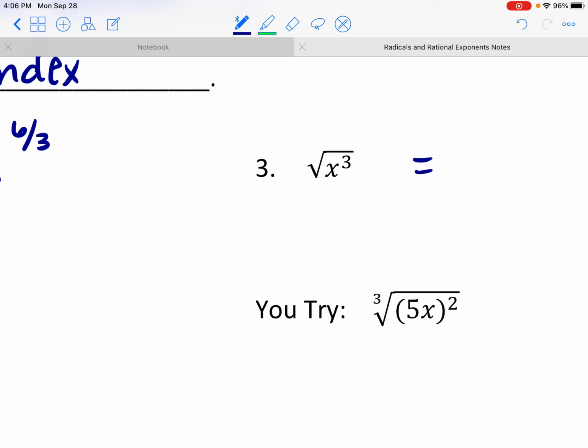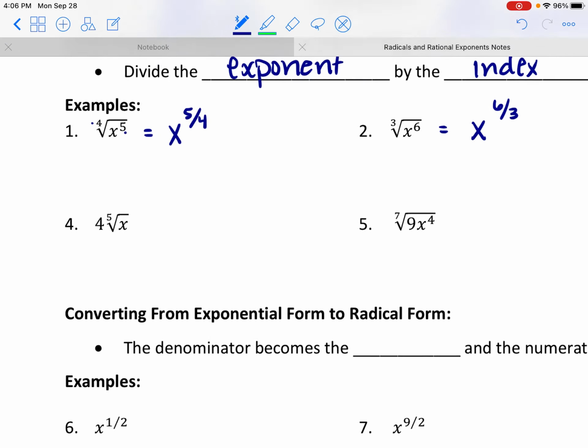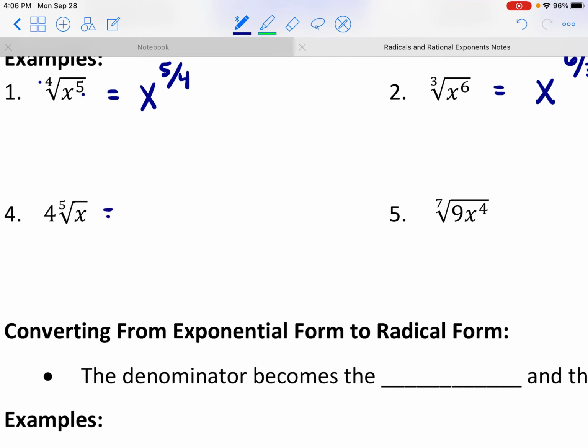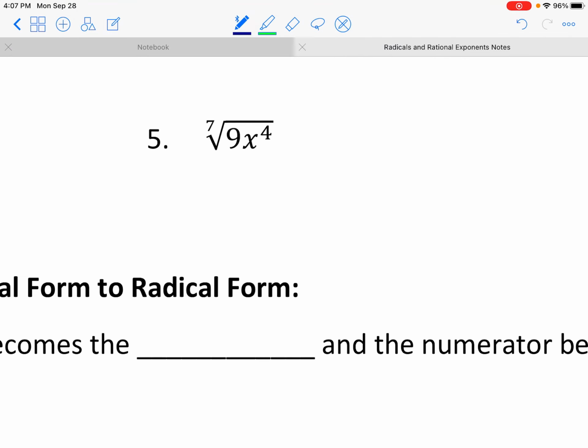Now here, the index, we don't see it, but we know that there's an index of 2 there. This is a square root, so this is x to the 3/2. And then here we have a coefficient of 4 that's going to stay a coefficient, and then an exponent of 1. So we have 4 times, instead of the 5th root of x to the 1st, x to the 1/5 power.